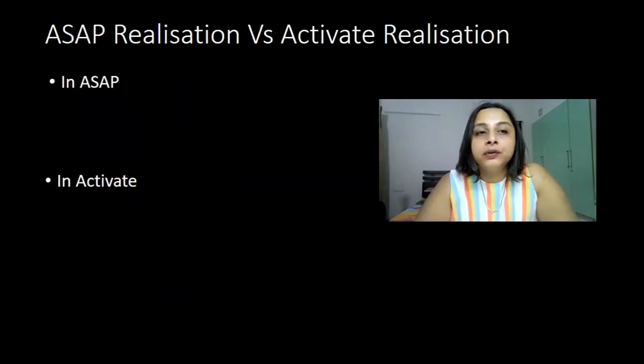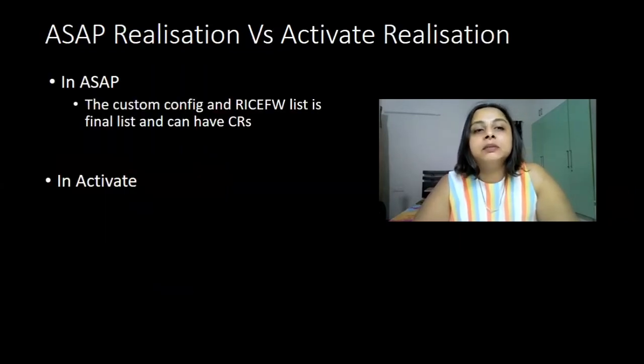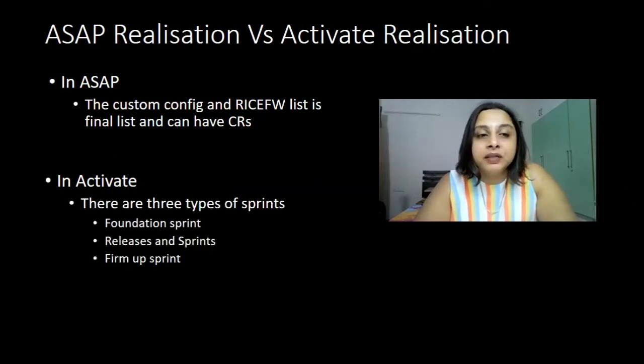Now, in case of ASAP, the custom config and RICEFW list was the final list, and it can have CRs added in it, obviously certain percentage of CRs. Whereas in case of Activate, you have three types of sprints which are available. The first one is the foundation sprint, which will be followed by various releases and sprints within that, and then at the end you will have a firm-up sprint.